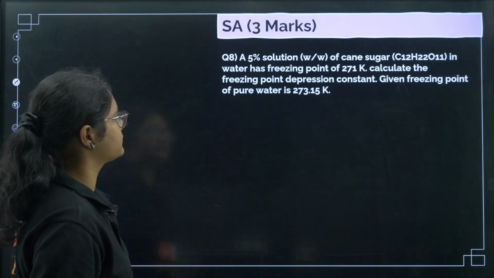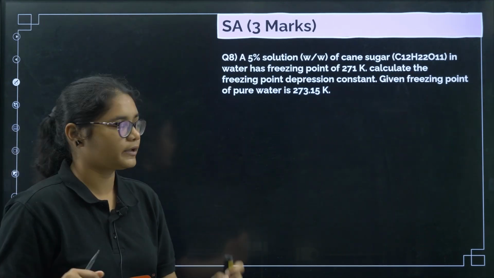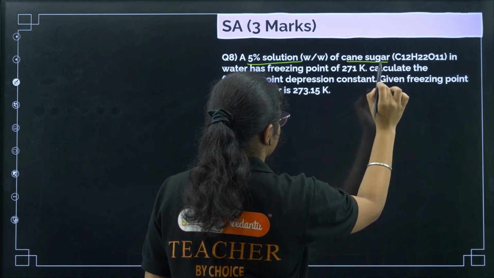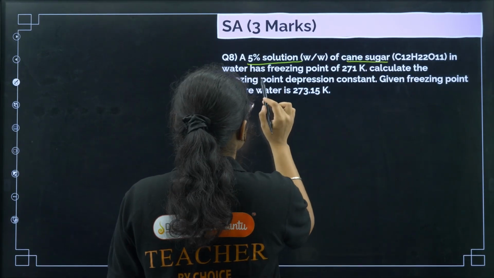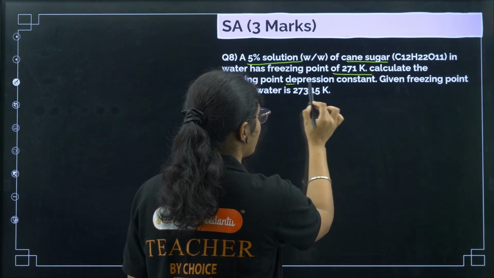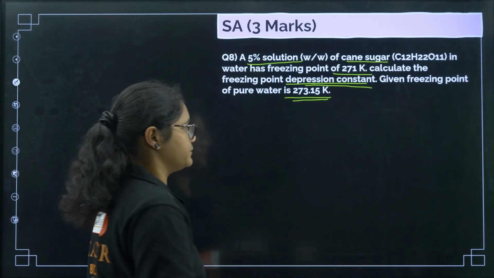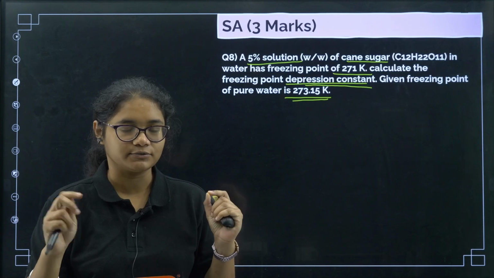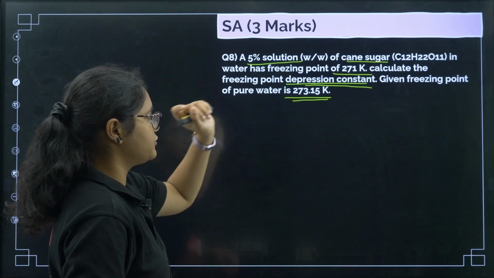Now we'll go to the next question. So this question was there in your blueprint. Okay, a 5% W by W solution of cane sugar C12H22O11 in water has a freezing point of 271 Kelvin. Calculate the freezing point depression constant. Given freezing point of pure water is this much. So this question is slightly different. It is not asking you about molar mass. Okay, something else is asked. Let us see. A 5% solution of W by W.